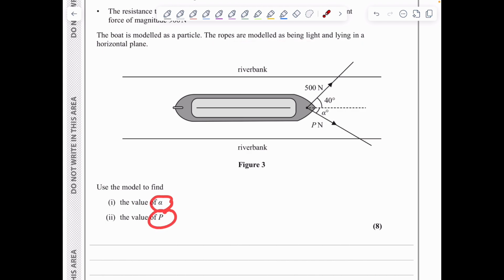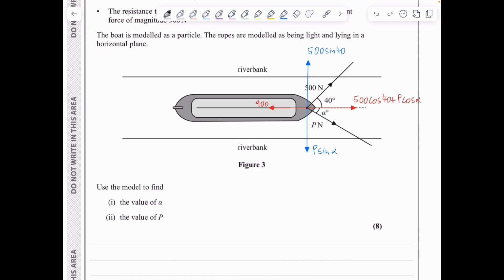Well, the first thing to do is add the forces acting here. We've got a resistive force of 900 newtons, so this is opposing motion because the boat is moving to the right. And then we've got a resolving of the 500 newtons. Well, vertically here it's going to be 500 sine 40, and similarly for P, the vertical component will be P sine alpha, and the horizontal components acting to the right will be 500 cos 40 plus P cos alpha.